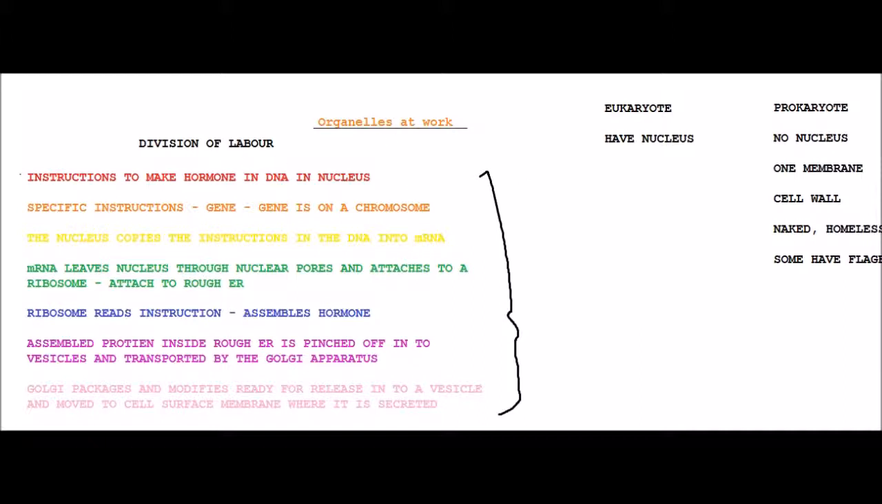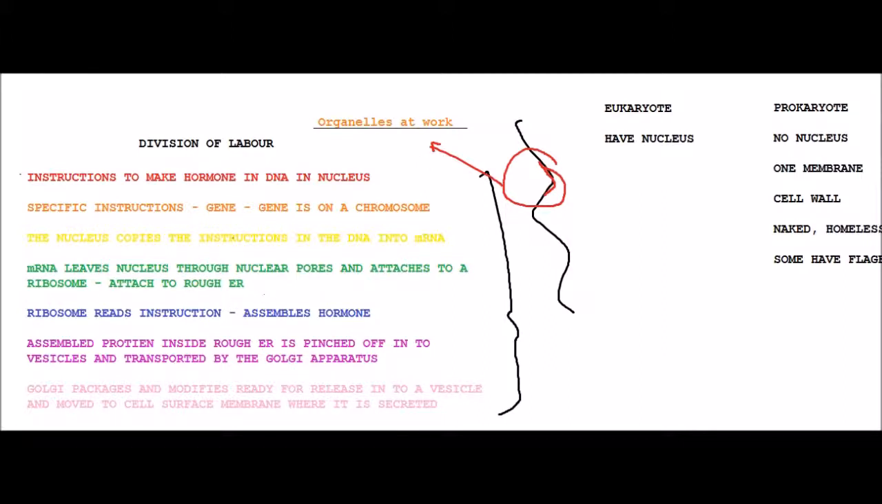Okay, so we learned from the last video that the nucleus is the house for all the DNA, and the instructions to make a hormone, which is also a protein, are inside. The specific instructions are on a gene, and a gene is on a chromosome. So a gene is basically just, imagine it like this. There's a little bit here. This is the one that we want, so this is the one that's going to come out of the nucleus.